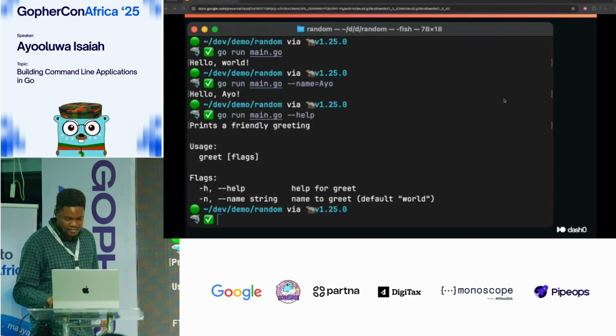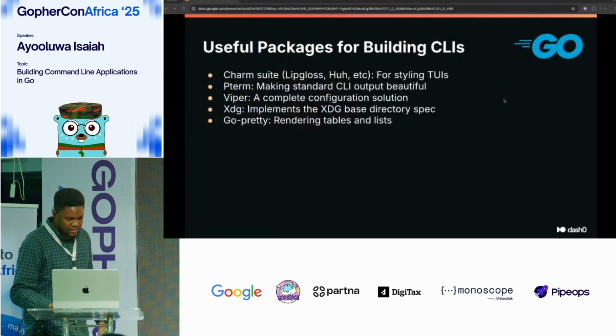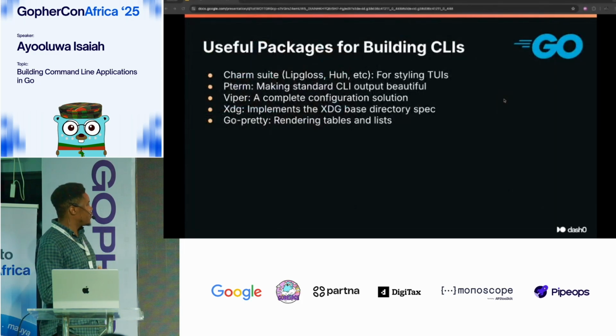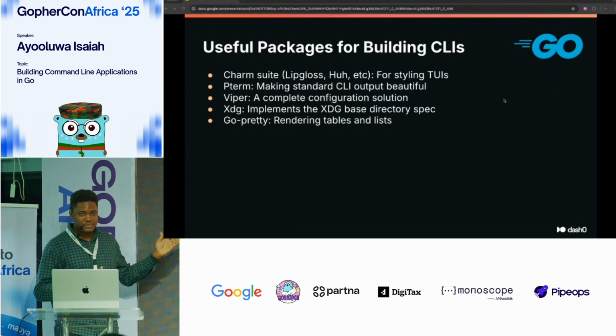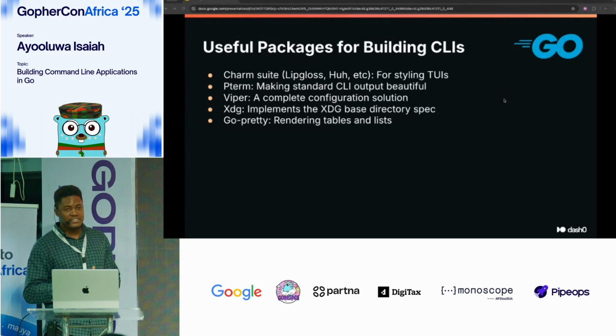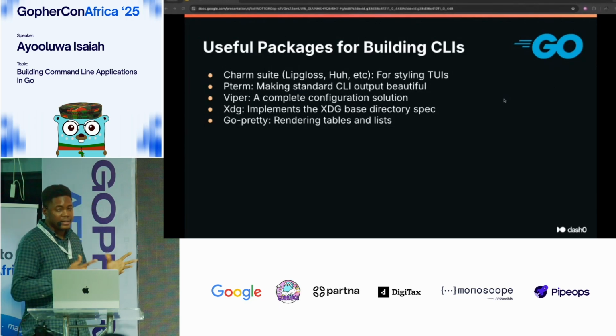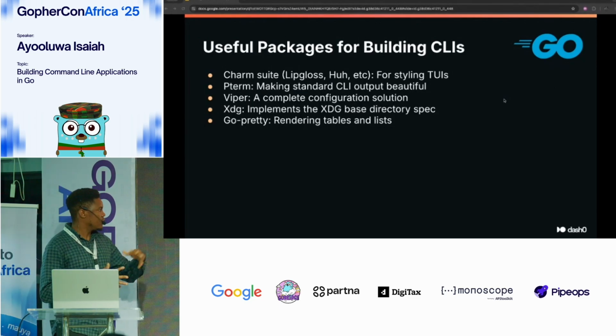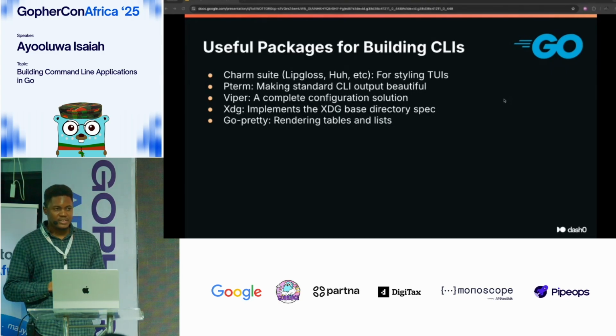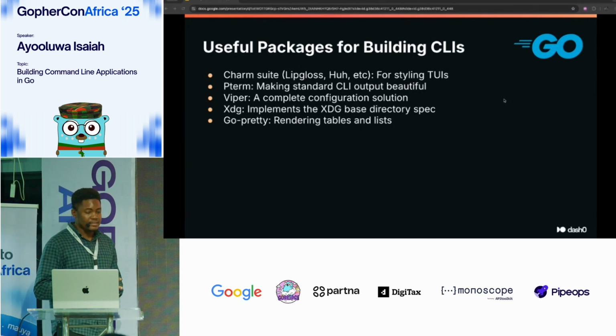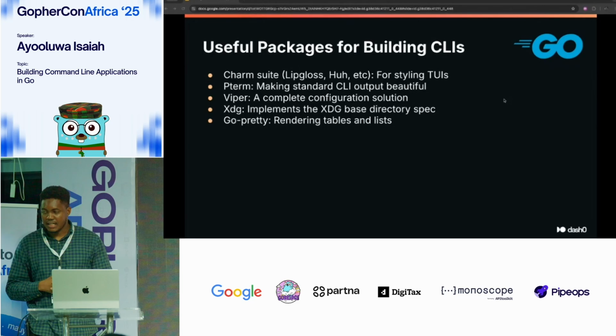So these are just some other useful packages for building CLIs. We have the Charm suite. Charm is the developer of Bubble Tea, and they have other packages as well, like Lip Gloss, and so many others that are for styling terminal user interfaces. You can go to charm.sh to see all of them, and they're really well made and high quality.